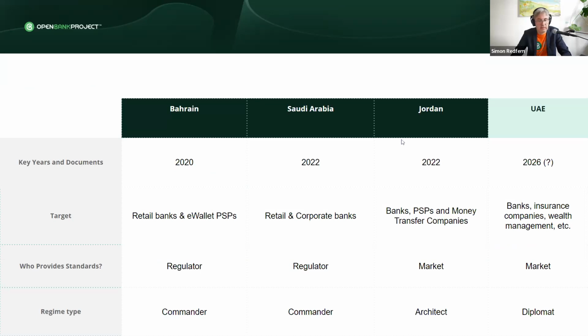Yeah, so here we see that there are a range of approaches, right? This kind of regime type is interesting. Commander, architect, and diplomat approaches, and commander is really the regulators saying to the banks, you must do exactly this. And architect is saying we're not going to tell you how to do it, but we tell you what we want to achieve. And diplomat is basically leaving it much more to the market and kind of supporting.